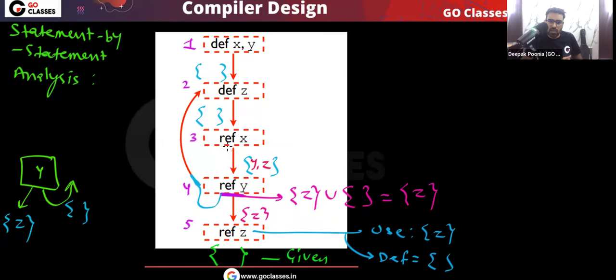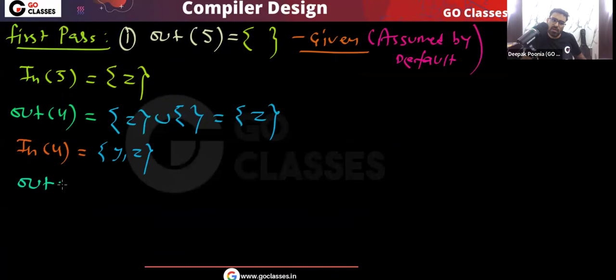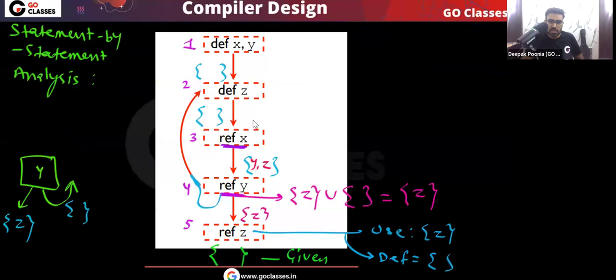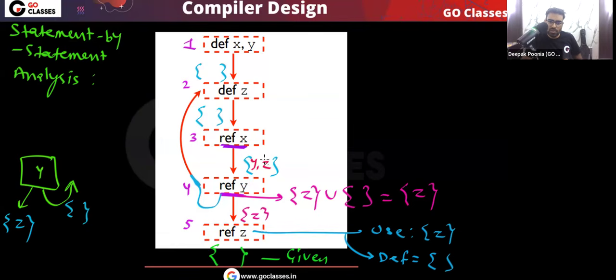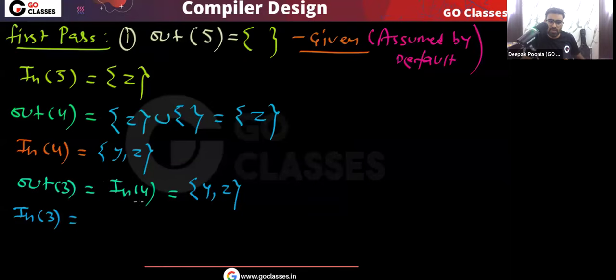Now we got our in of 4, that is yz. What about out of 3? Out of 3 will be the same as in of 4, because from instruction 3's point of view there is only one outgoing edge. Yes or no? So out of 3 is the same as in of 4, and that will be yz. Now let's find in of 3. Very simple. First you kill, then you generate. In statement 3 there is nothing to kill, but we generate x, so it will be xyz.